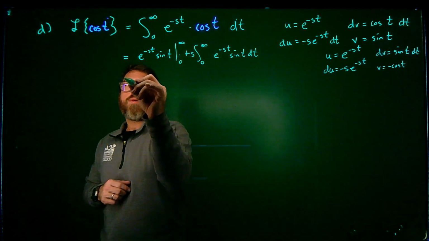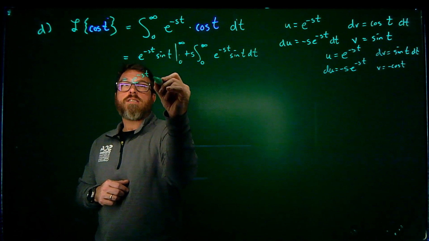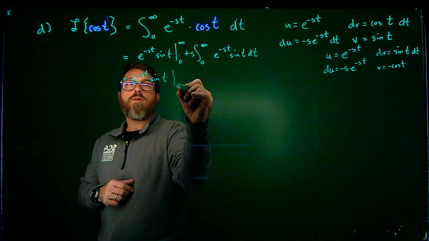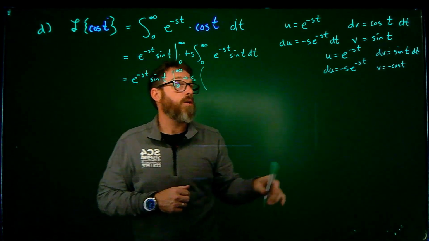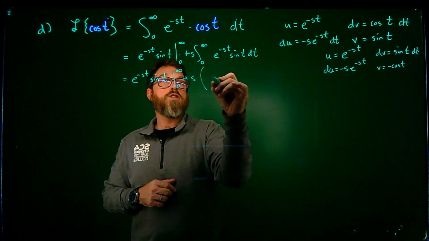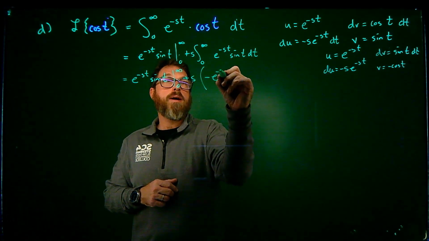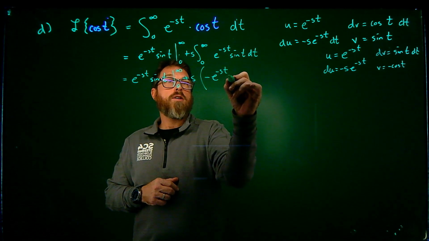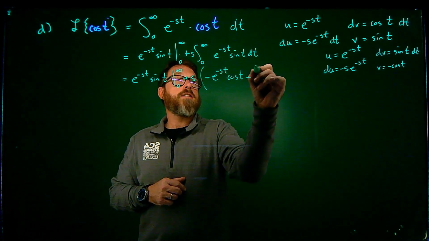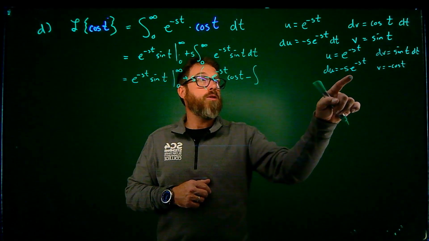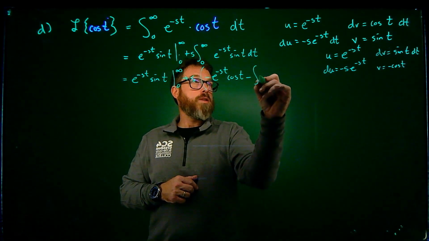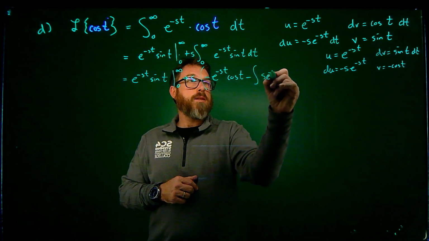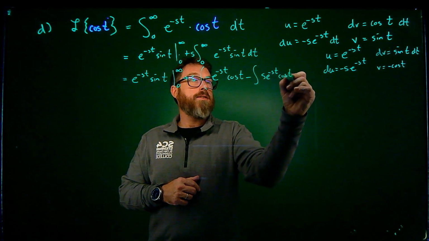So evaluating this is going to be e to the minus st sine of t, evaluated from 0 to infinity, plus s times whatever we get here. Well, it's going to be uv, so this is going to be minus e to the minus st cosine of t, minus the integral of v du. So multiplying those is going to become positive. So this is going to be s e to the minus st cosine of t dt.